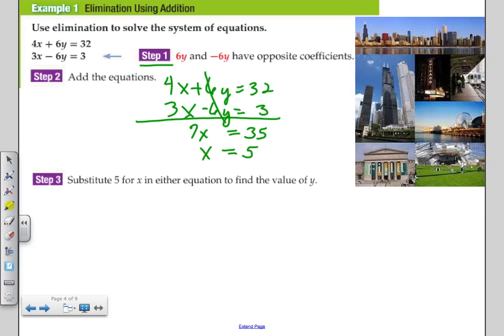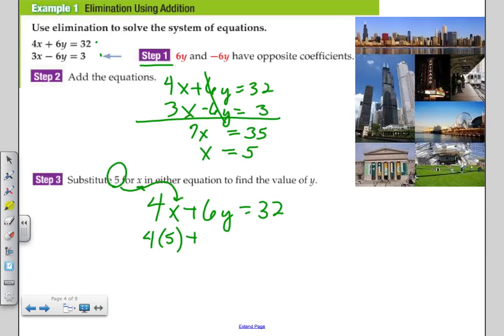All right, so now we know x is 5, and we're going to substitute 5 for x in either equation. You can pick either one of these two, it doesn't matter. So let's stick with our 4x plus 6y equals 32, and we substitute in 5 for the x. So 4 times 5 plus 6y equals 32. 20 plus 6y equals 32. Minus 20 on both sides.